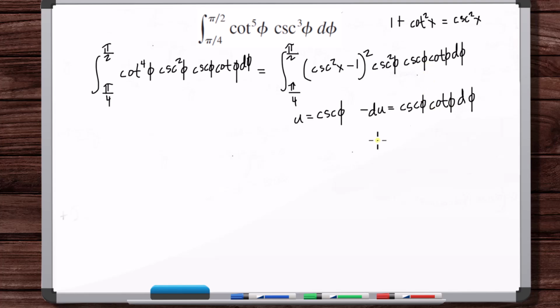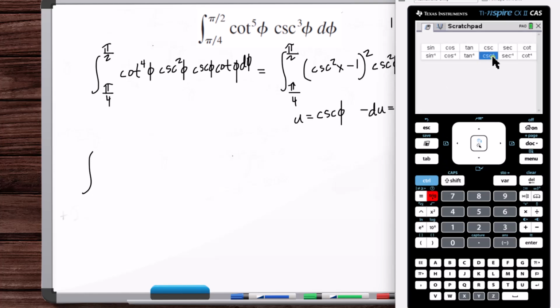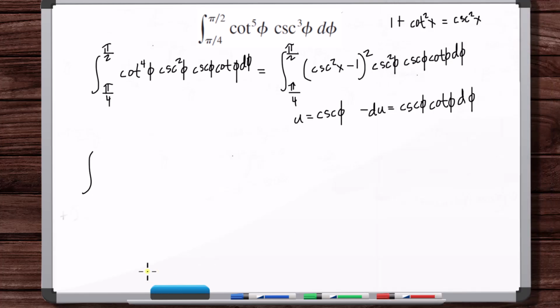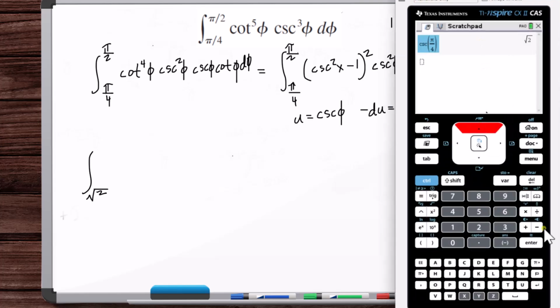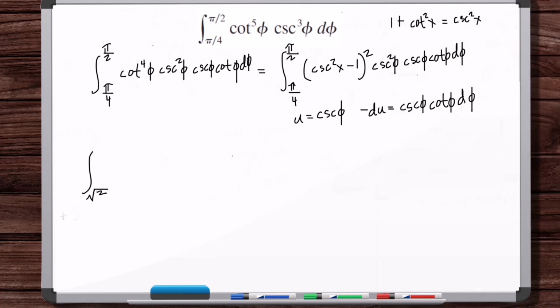We can substitute here, and also let's update the limits of integration. That usually makes it a lot easier. So when psi is equal to pi over 4, what does u equal? Cosecant pi over 4 is root 2. Okay. And then when psi is equal to pi over 2, u is equal to 1.